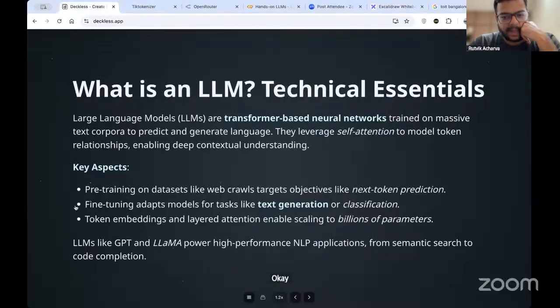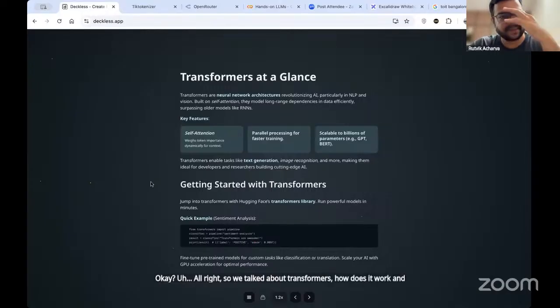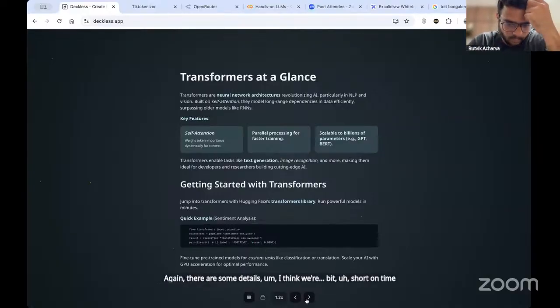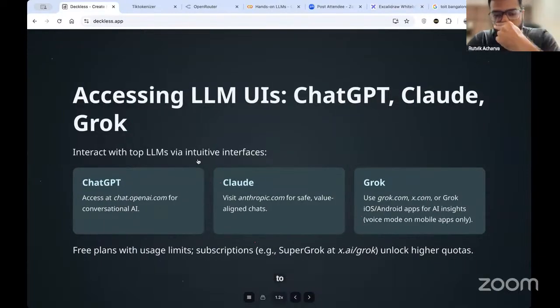Okay. So we talked about transformers, how it works and stuff like that. Again, there are some details. I think we're a bit short on time. I'll move on to the next slide. Maybe I'll come back to this slide if we have time towards the end. Accessing LLMs through UIs.